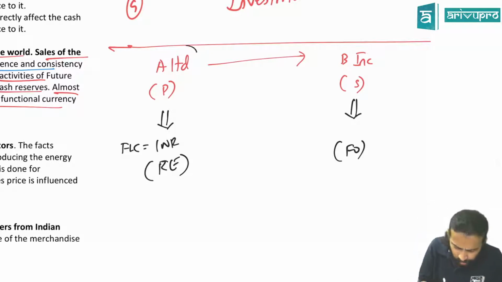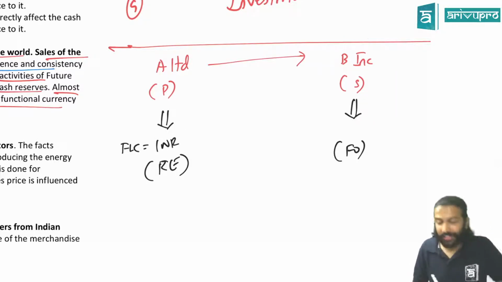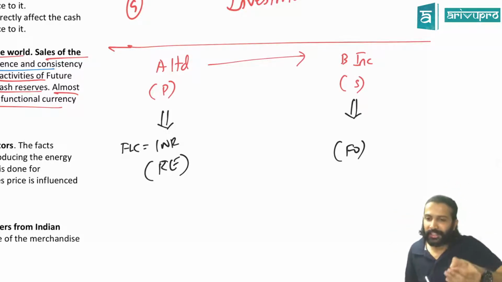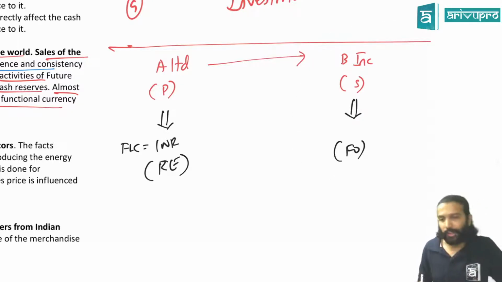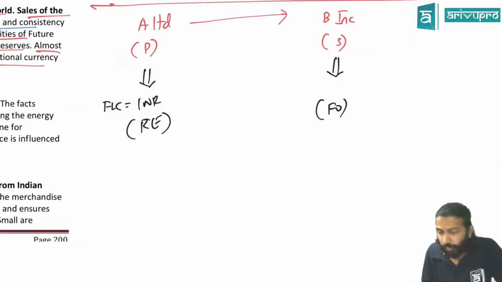Here there is one company in India, the parent, that is a reporting entity. Their functional currency is INR. Now we are trying to determine whether the functional currency of B also is INR or something else. There are certain factors for that. If the conditions are satisfied, then B's functional currency also will be INR. Otherwise it will not be. Is it okay?